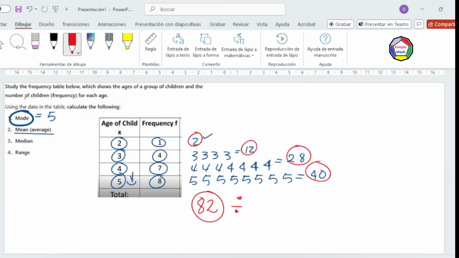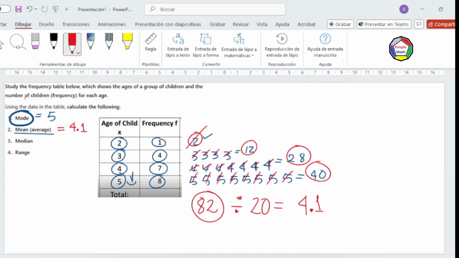So how many numbers do we have here? We can do it manually or using a chart. So 82 divided by 1, 2, 3, 4, 5, 6, 7, 8, 9, 10, 11, 12, 13, 14, 15, 16, 17, 18, 19, and 20. We can use a calculator to do that. So 82 divided by 20 is equal to a decimal number, 4.1. So 4.1 is the average.